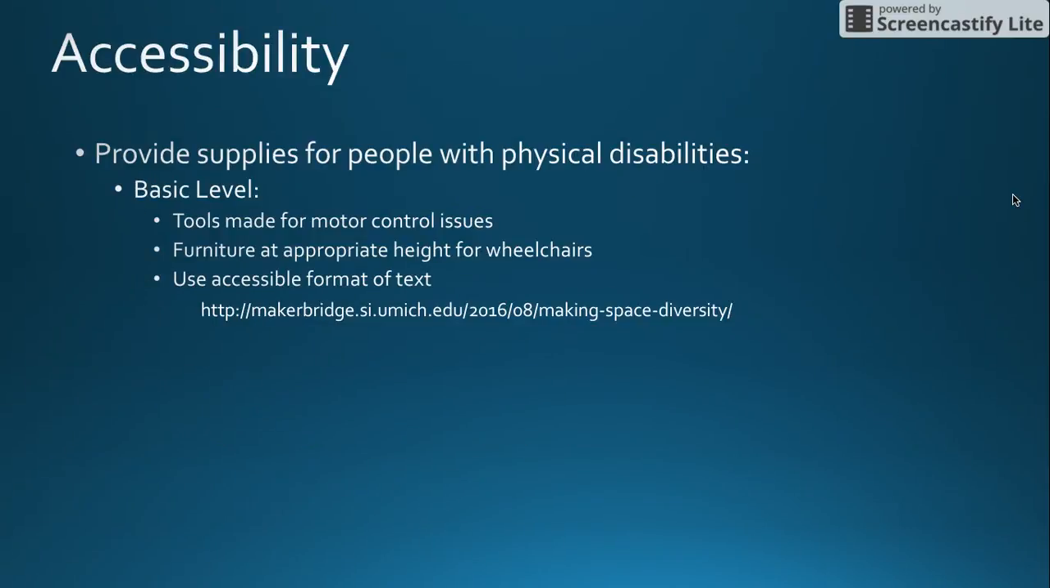The next area is in the area of accessibility. The idea here is to provide supplies for people with physical disabilities. We have a basic level, and on the next page we have an advanced level. So the basic level was put out by MakerBridge, and they simply say, look, you need to have tools for folks with motor control issues. You need to have furniture at an appropriate height for wheelchairs, and you should have an accessible format of text.